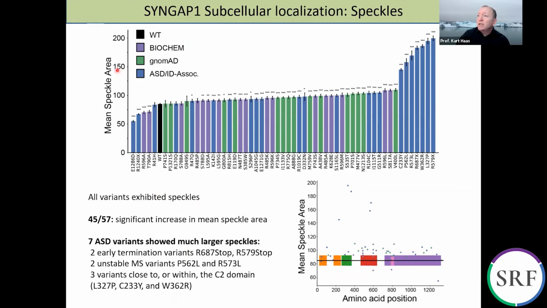This is the mean speckle size, or the puncta size. This is the wild type. And you see that most are similar, though some are significantly larger than wild type. Some are significantly smaller. And then there's a subgroup that are all significantly much larger than wild type. These fall into the two early stop variants we studied, as well as two variants that are very unstable, and three additional ones that are very close to the C2 domain. So something very interesting is happening here with these variants. And this shows where they're located across the protein.